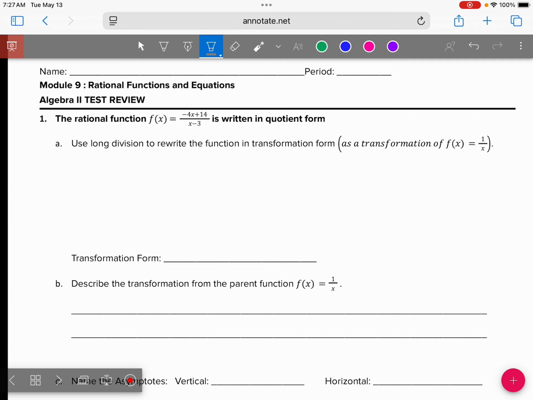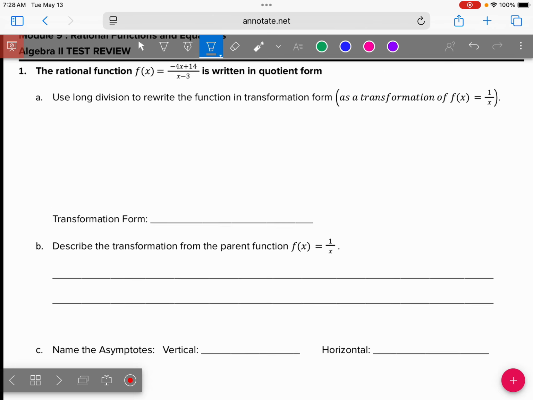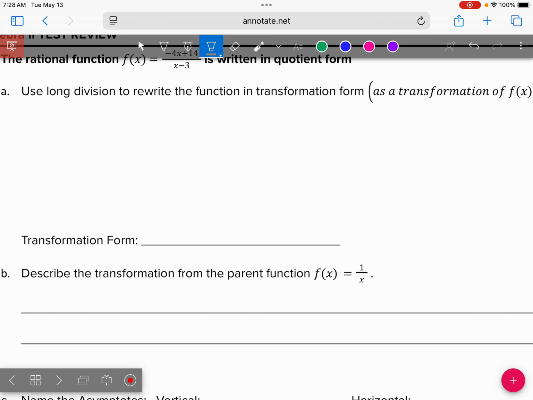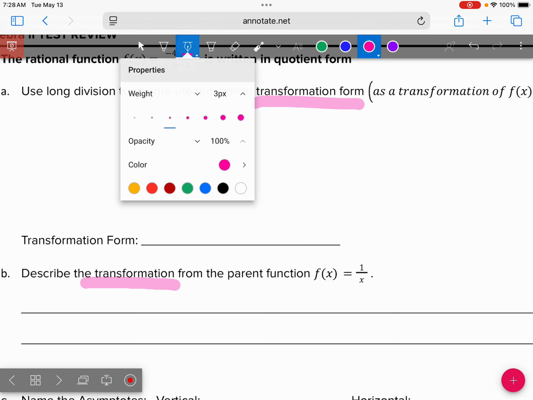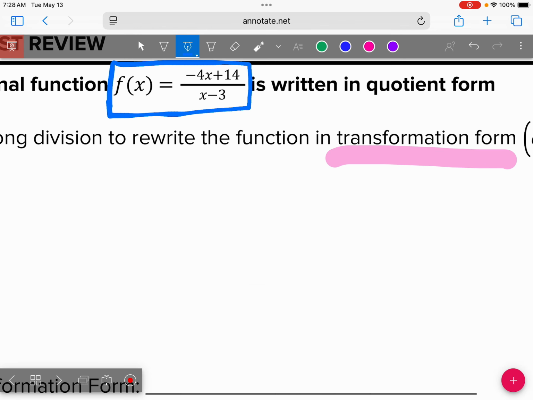What's up, Arturo? 1B. Describing our transformations. We're going to have to do 1A before we can do 1B, but that's okay. Because we are going to practice putting a rational function that's written in quotient form into our transformation form. Because in order to describe our transformations, we got to have it in transformation form. So we're going to look at this one right here. This is written in quotient form. It's 2 little polynomials, one on top of the other. And in order for us to get this into our transformation form, we need to actually divide this out.